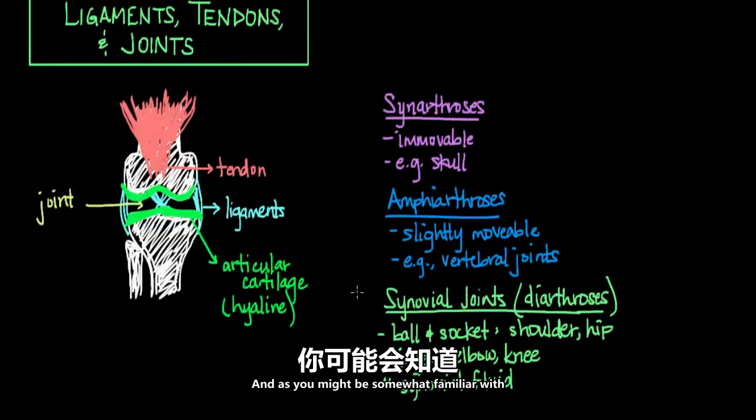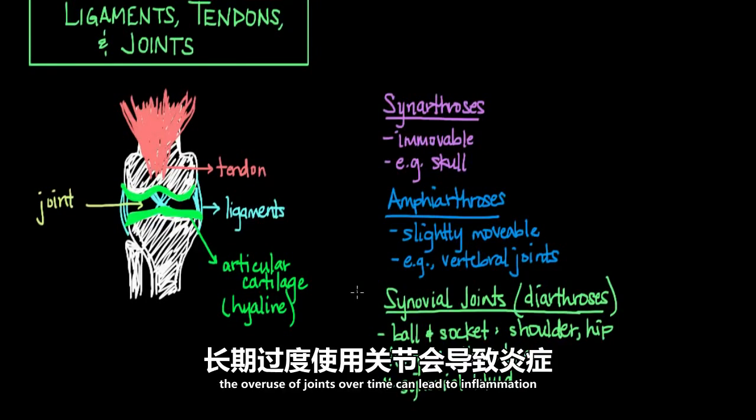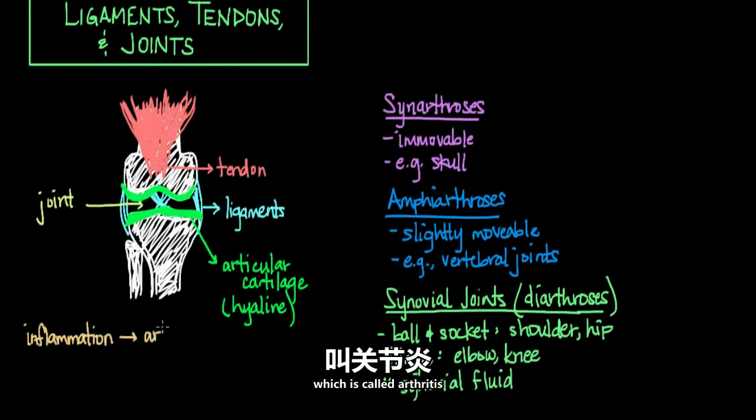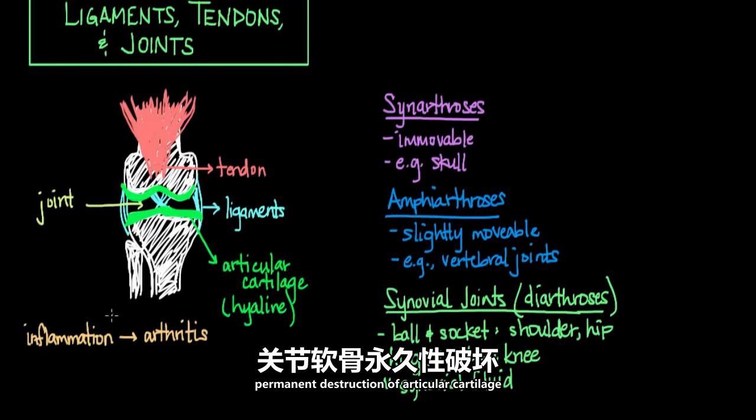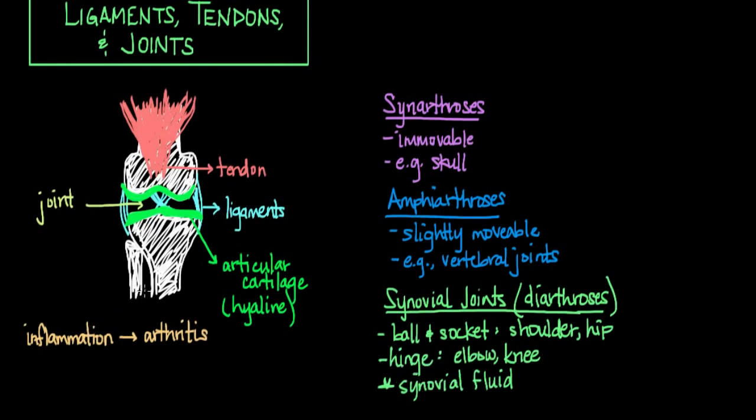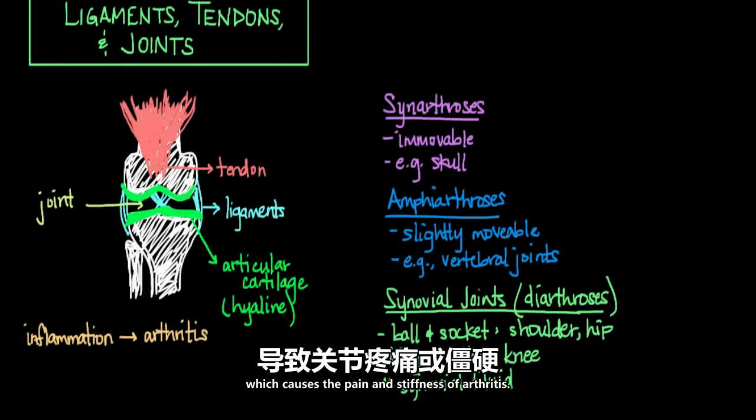And as you might be somewhat familiar with, the overuse of joints over time can lead to inflammation, which is called arthritis. From arth meaning joint and itis meaning inflammation. And this can lead to permanent destruction of articular cartilage, which causes the pain and stiffness of arthritis.